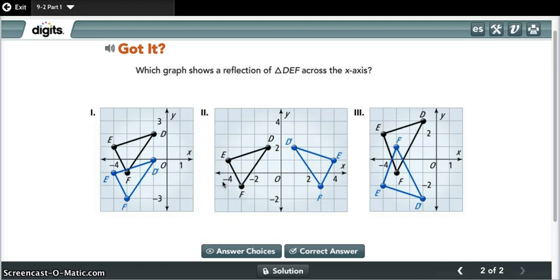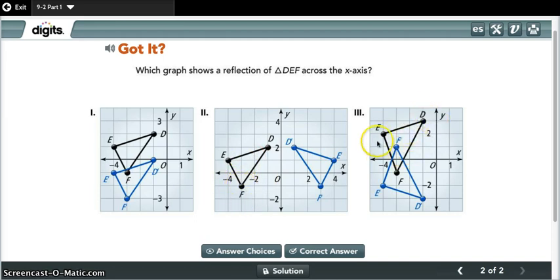So in your Got It, it's asking you which one shows a reflection of triangle DEF across the x-axis. So now they're folding it on this line. And I keep saying folding it because I'm picturing that butterfly when I picture these problems. So picture if you were to fold this black triangle over, would it end up right here? Hopefully you said no. This one, they're tricking you. They're having you think it's on the y-axis, but it specifically says the x-axis, which is this one. So if you were to fold it over, that wouldn't work.